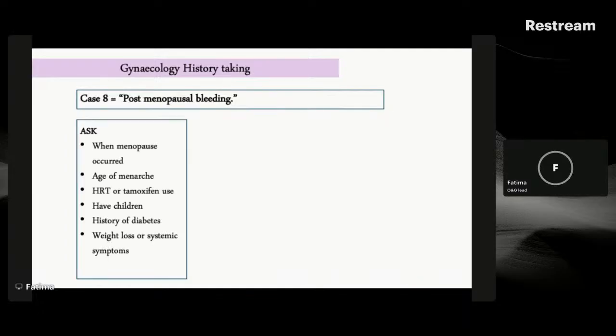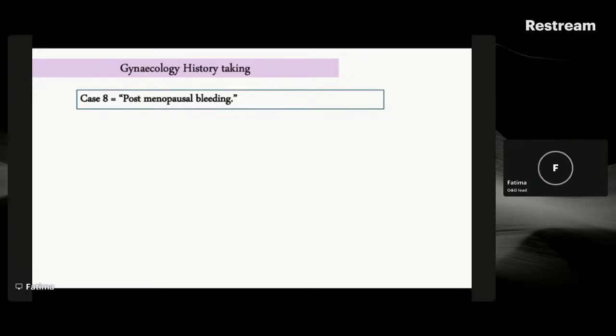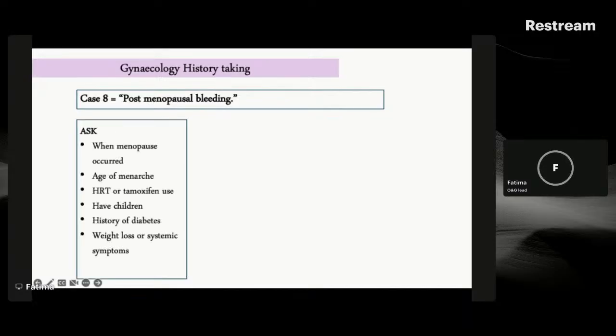And then for postmenopausal bleeding, what are the kind of questions to ask? What are the differentials and what's the plan? For postmenopausal bleeding, it should always be treated as endometrial cancer until proven otherwise. I would ask when their menopause happened, because bleeding more than 12 months after menopause is abnormal. Risk factors like obesity, HRT, tamoxifen, these increase the risk of endometrial pathology.